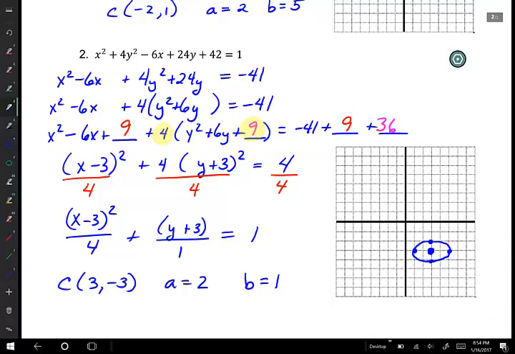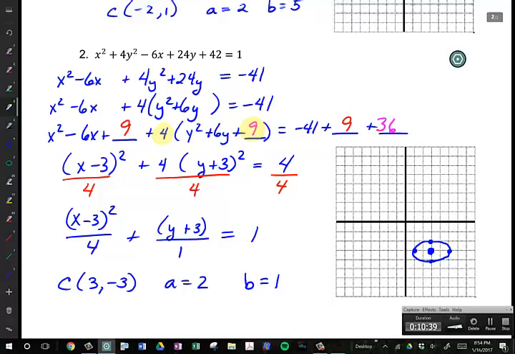So that's how you complete the square of an ellipse, and that's how we classify them and change them from standard form back and forth.